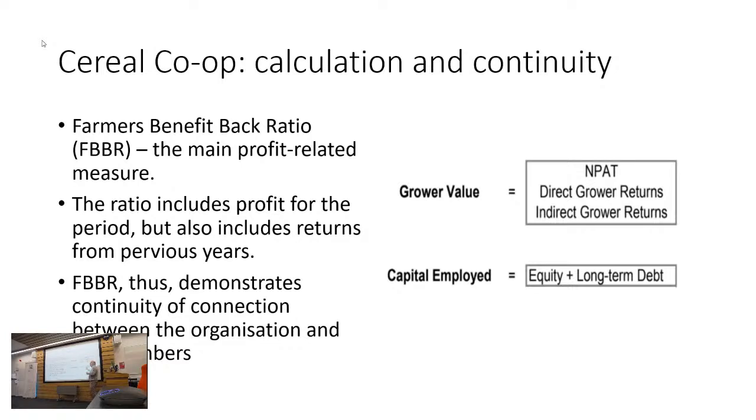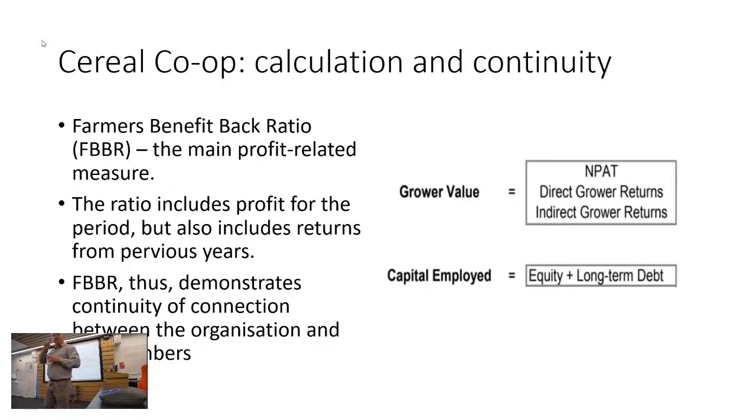The numerator includes the net profit returns that they get for giving the co-op their grain year after year. So there's continuity here. And also indirect growers' return. So they calculate the return that the growers get from using the infrastructure of the co-op, for example, the train lines, the storage facilities, the checks, basically all the overheads that you can think of. Divide this by the other, and that gives you the FBBR, the farmer's benefit back ratio, and that is the basis for calculation of how much rebate they get.